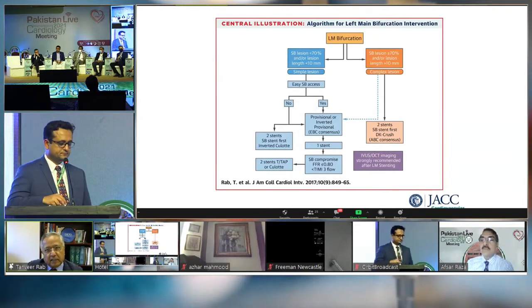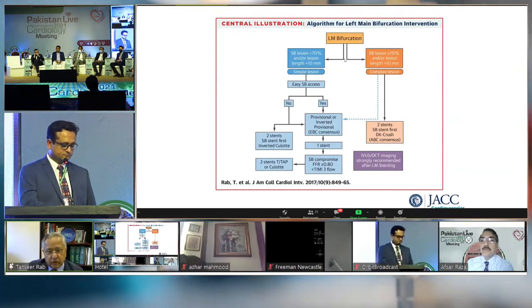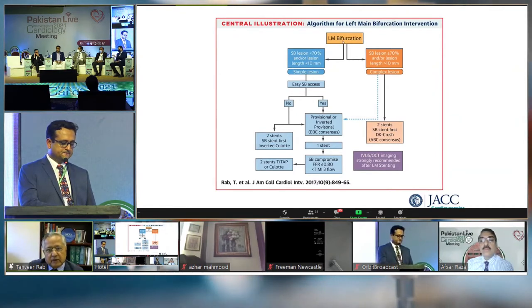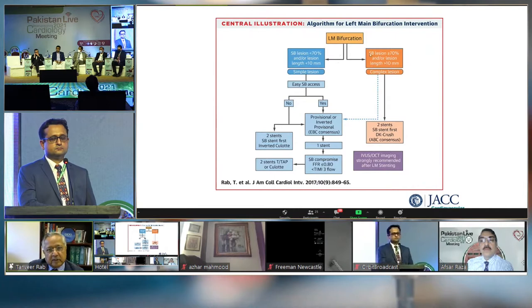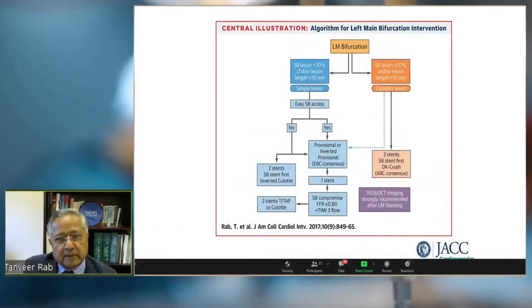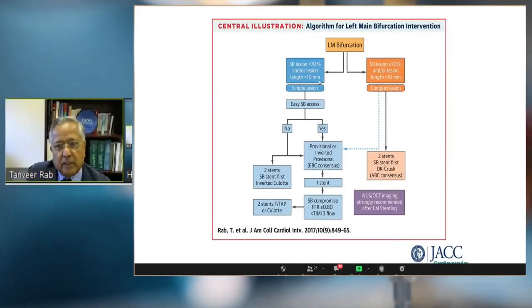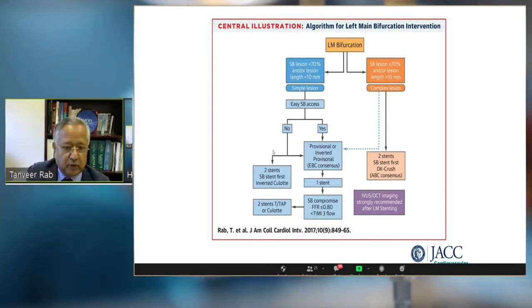No, it did not. If you look at the approach to left main bifurcation, you have to divide it into simple lesions and complex lesions. A simple lesion is one where the side branch has stenosis less than 70% and/or lesion length less than 10 millimeters, whereas a complex lesion is a side branch lesion equal to or greater than 70% or lesion length greater than 10 millimeters. There are other factors that increase lesion complexity. But if you have a simple lesion with easy side branch access, and this is mostly the European approach, you think about provisional or inverted provisional, generally a one-stent technique, and that does well for the majority of cases, about 75% of cases or so.